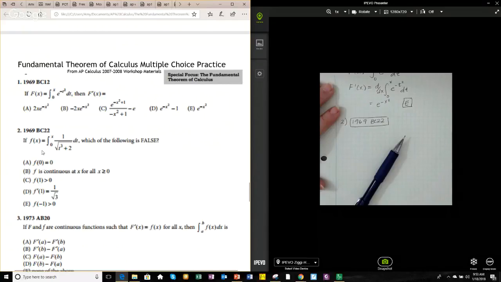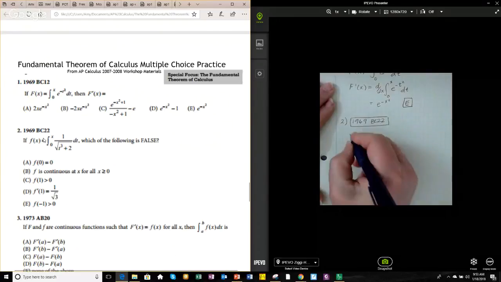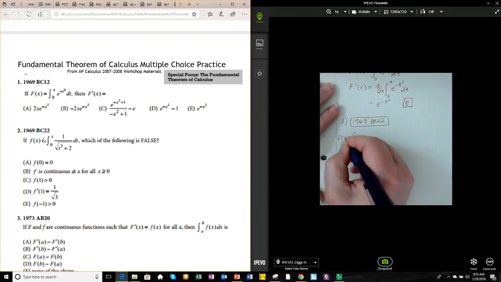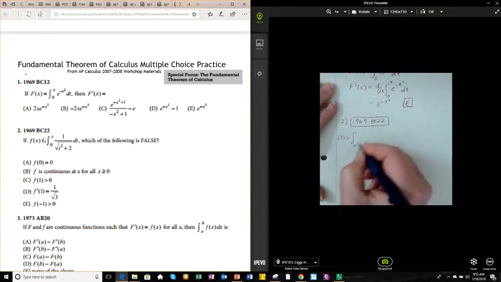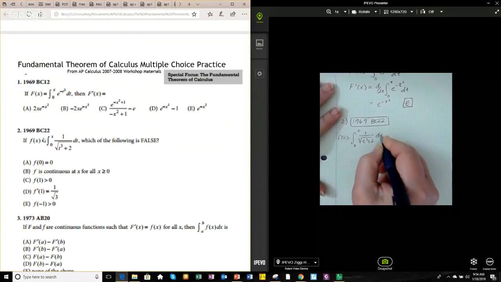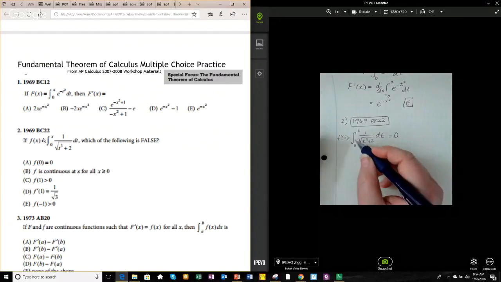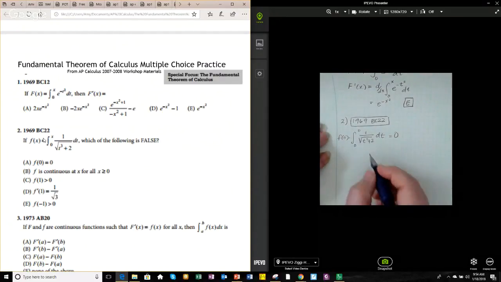So let's see what happens. When we plug in 0, f of 0 is going to equal the integral from 0 to 0 of 1 over square root of t cubed plus 2 dt. Well, guess what, folks? That is 0, right? Because we're going from 0 to 0. There's no area under that curve. So A is true.